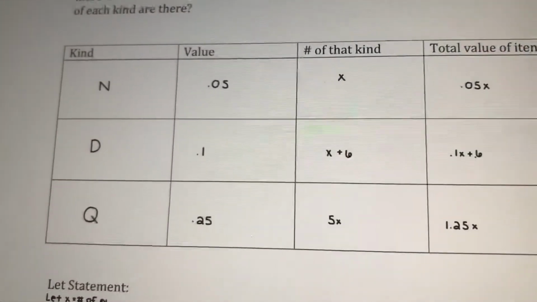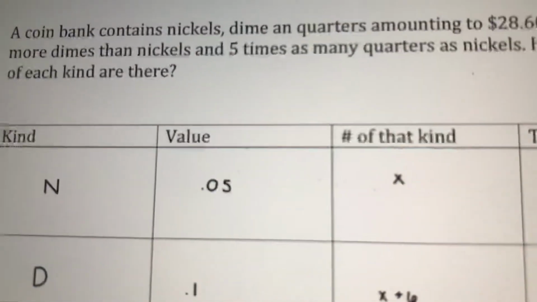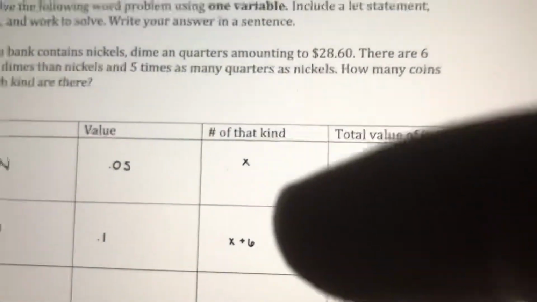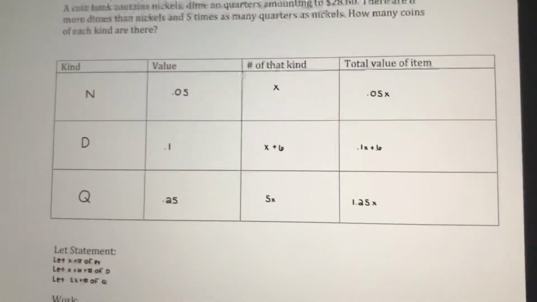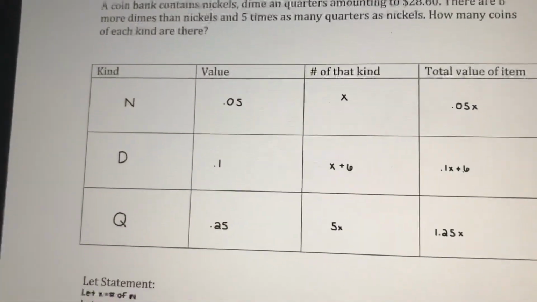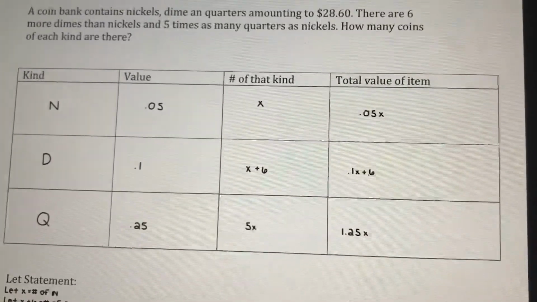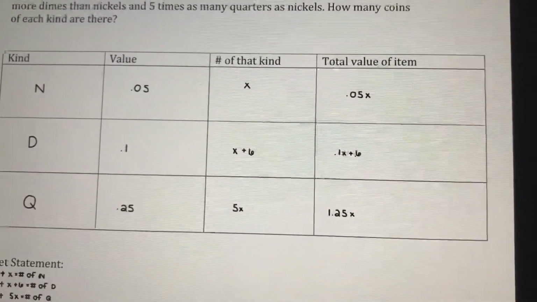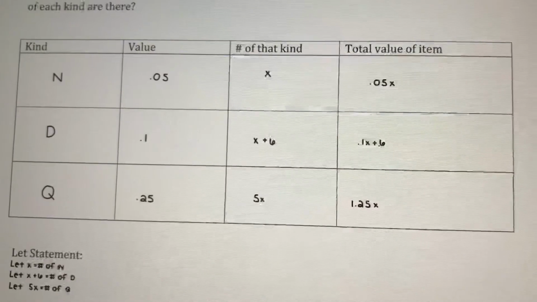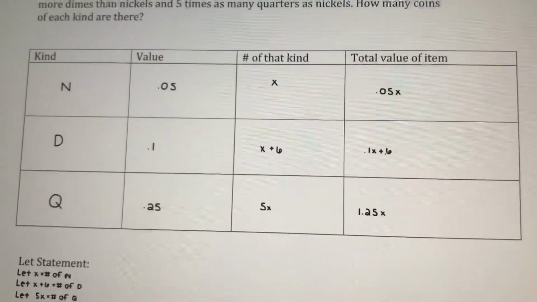The next step would be to multiply the value section of the chart and this section of the chart to get the total value of the items. The total value of the nickels would be 5 hundredths x. The total value of the dimes would be 1/10 x plus 6 tenths. And finally, the total value of the quarters would be 1 and 25 hundredths x.